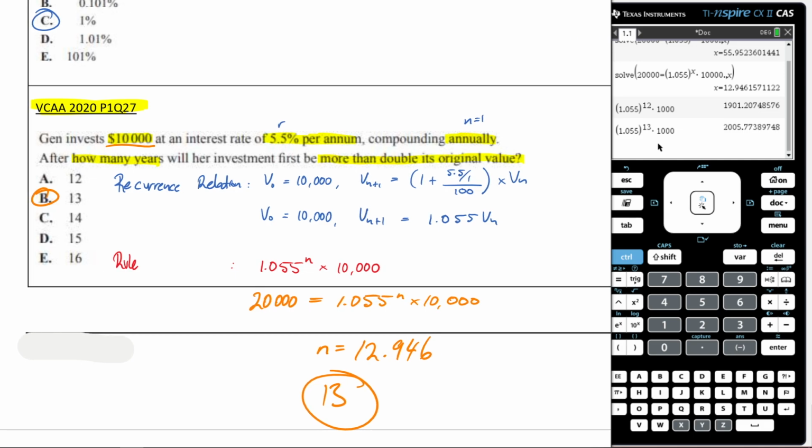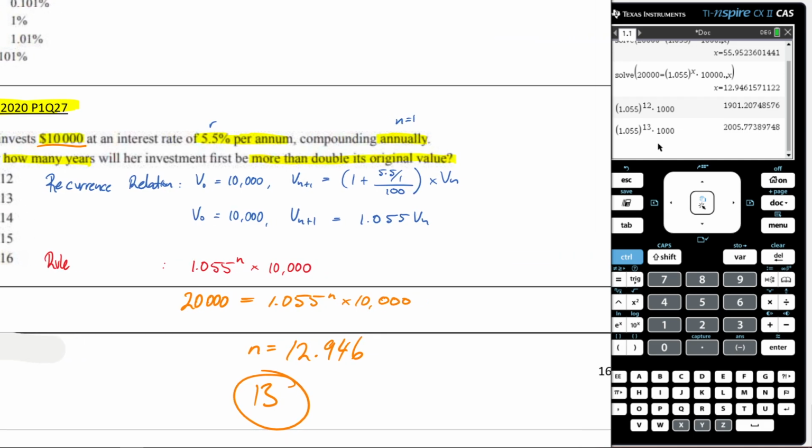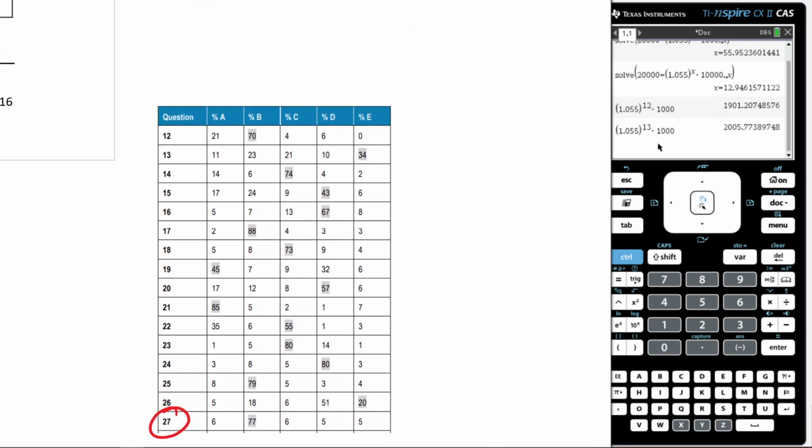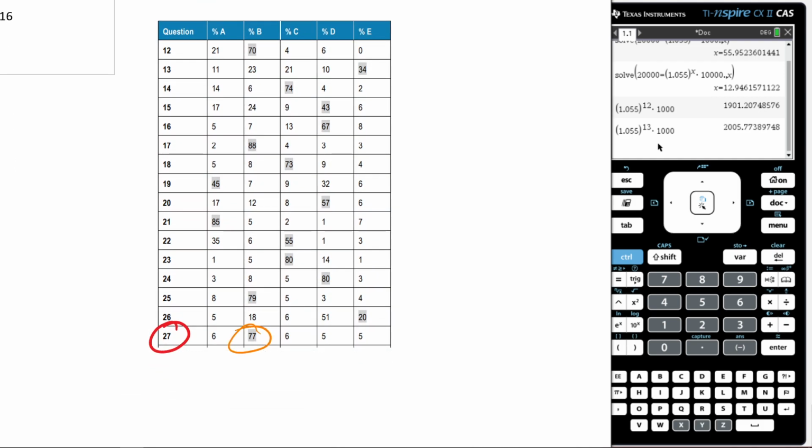All right, let's look at how many people got this correct. This is question 27. 77% of people got that correct. So that's pretty well done.